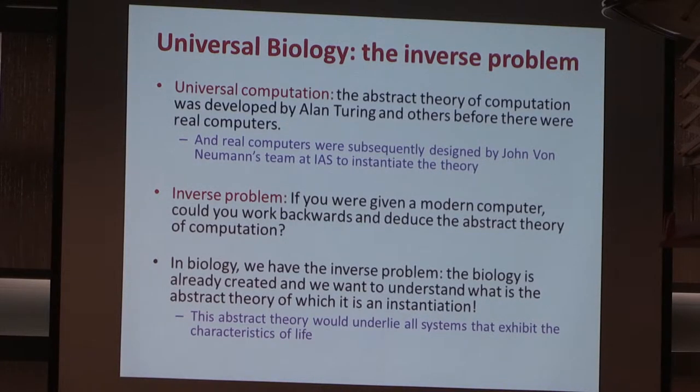Now, universal biology has an inverse problem. For computation, let me tell you the history lesson. How were computers invented? Alan Turing came up with the abstract theory of computers. I think most people in the room know what a Turing machine is. He came up with the mathematical theory of that, and then later on, they were created by John von Neumann at the Institute for Advanced Study, literally taking the mathematical theory and finding how you could construct machines and circuits in the real world that would be elements of that theory, and that's how the first computers were built. They were built to explicitly realize an abstract mathematical principle.